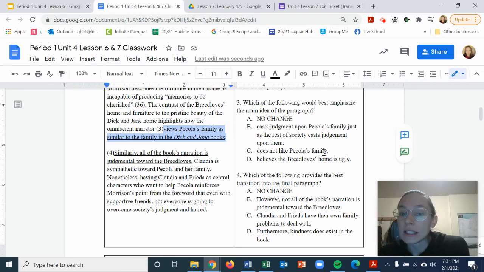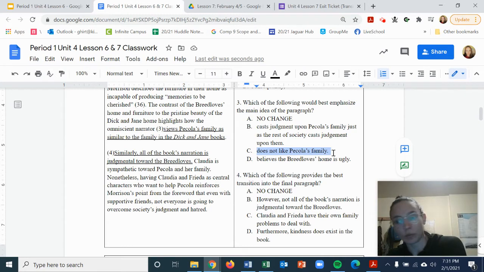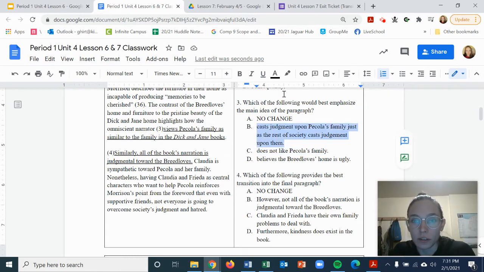So between B, C, and D, our most specific answer that emphasizes the main idea of the paragraph is B. The omniscient narrator casts judgment upon Pecola's family, just as the rest of society casts judgment upon them, right? So C is kind of similar, but it's not as specific. It doesn't really emphasize that main idea about judgment and society judging them. And finally, I'm going to highlight that for you visual learners. So the answer was B. Finally, we are transitioning into the final paragraph.